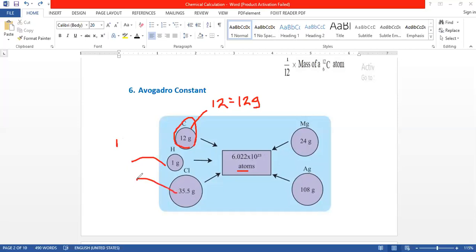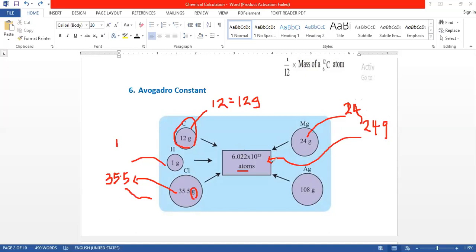Look at this chlorine. The atomic mass of chlorine is 35.5. So if you take 35.5 gram, it will have 6.022 into 10 to the power 23. If you take magnesium, relative atomic mass 24. So if you take 24 gram of magnesium, it will have the Avogadro constant, 6.022 into 10 to the power 23 atoms.